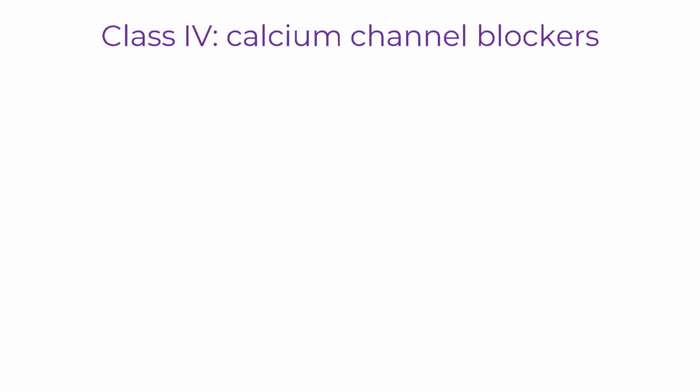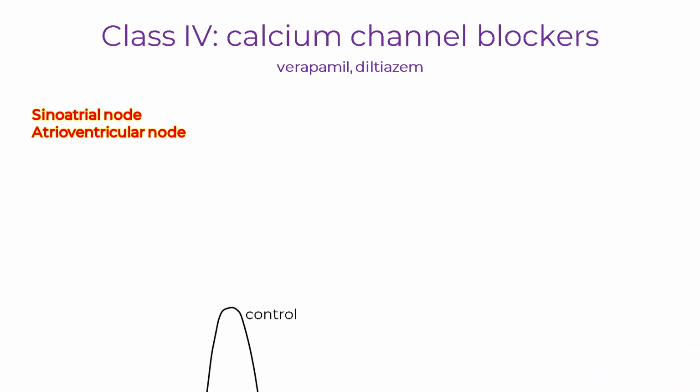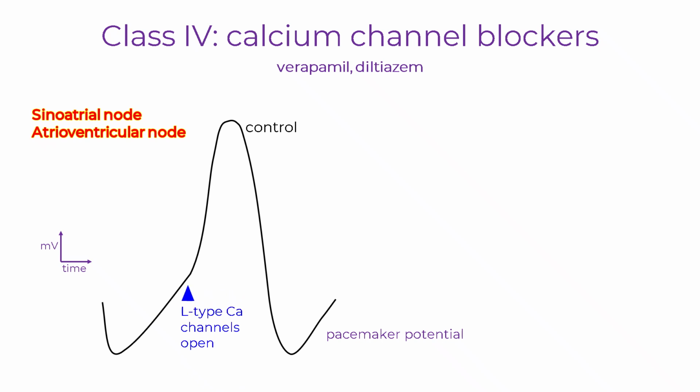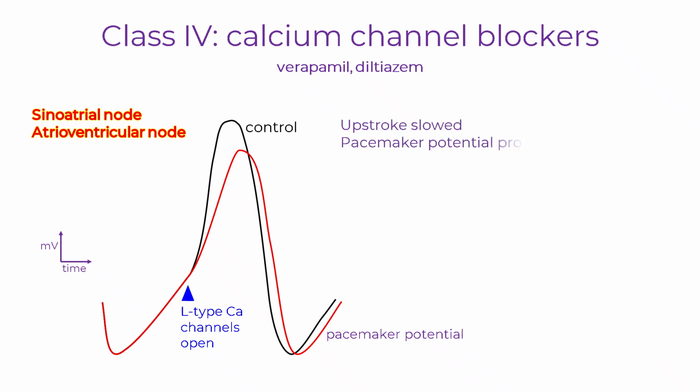Class 4 antiarrhythmic drugs block L-type calcium channels. The main drugs in this class are verapamil and diltiazem. Their effects are most pronounced in nodal tissue, where calcium currents drive the upstroke of the action potential. By reducing calcium entry, these drugs slow the upstroke and prolong the pacemaker potential between action potentials. As a result, action potentials occur less frequently. That reduces automaticity in the sinoatrial node and slows conduction through the atrioventricular node.